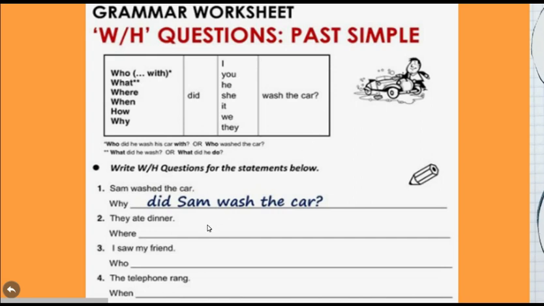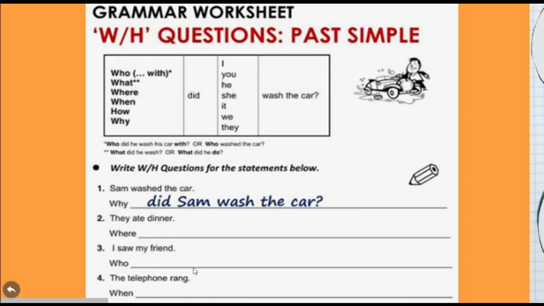Look at some examples about this one. For example, we have in this one, Sam washing the car. Why did Sam wash the car? Look at the question mark. In the next one, we have they eat dinner. Where did they eat dinner? I am asking about a place.